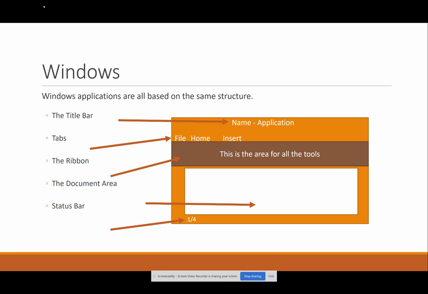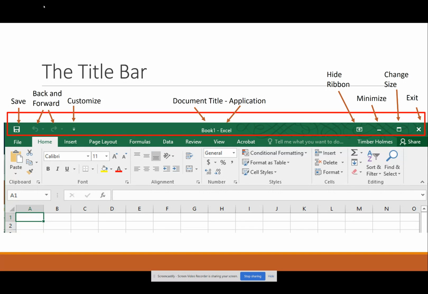And then there's a ribbon, which has different types of icons for different kinds of activities or functions that you need to do. And then you have the document area, which I call your work area, where you're going to be typing or doing figures or adding pictures and so on. And then down below is your status bar that tells you your information, maybe what page you're on or how many words you have in your document and so on.